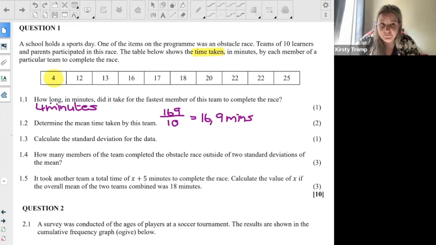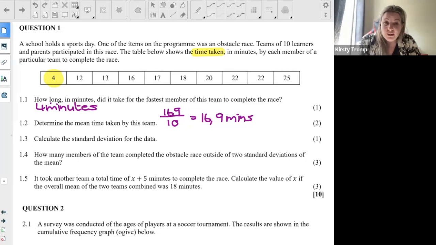Carrying on from there, we're now asked to calculate the standard deviation for the data. We have the formula, and they give us the formula sheet, and it's on the formula sheet. But you guys know that it's for 1 mark, and so you can use your calculator. So to calculate the standard deviation, what are you going to do? You're going to put the information on your calculator.